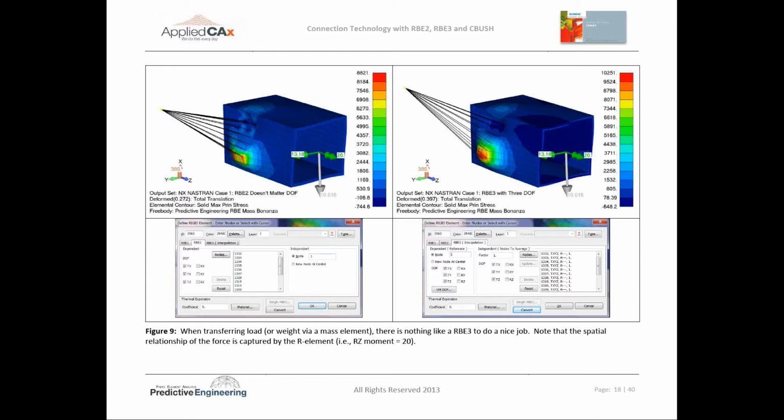On the other side, on the right-hand side, we have an RBE3. All set up, 3DF for the independent, 3DF on the dependent. And you get this beautiful, smooth-looking load transfer into the body. And in this case, the RBE3, since you have multiple points you're attaching to, it's stable. You know, stable, fits, works perfectly.